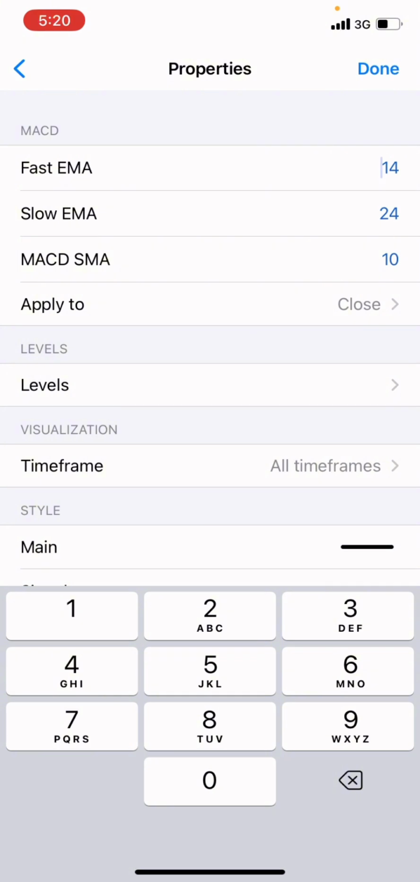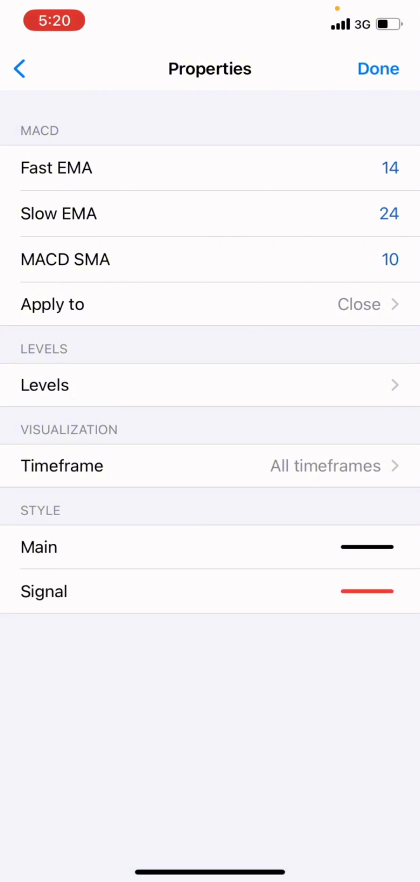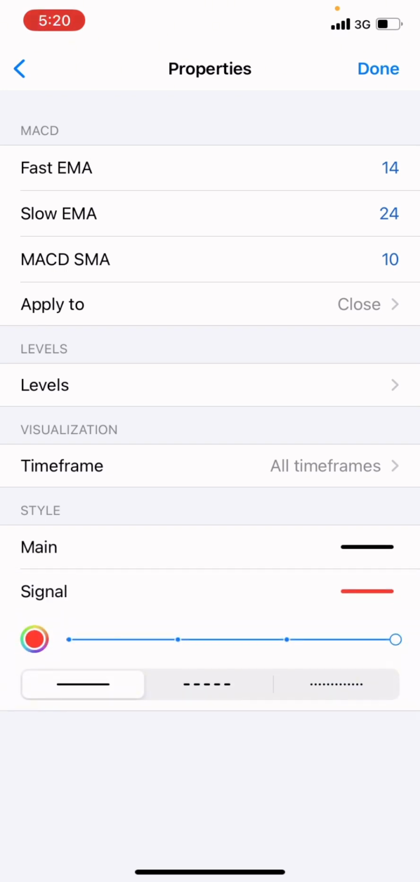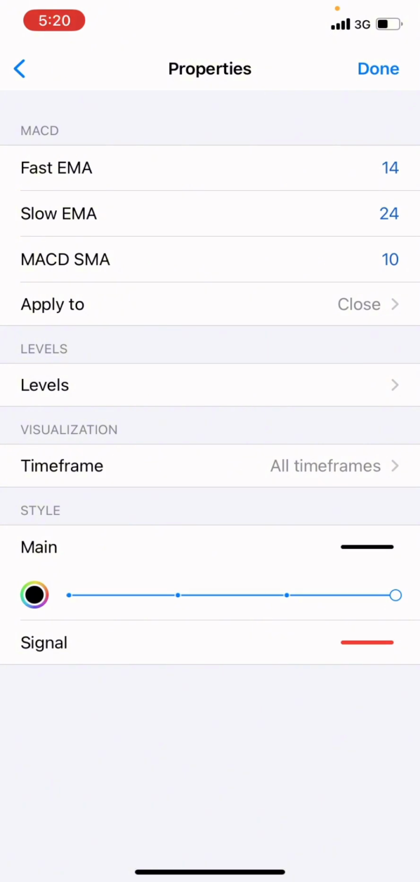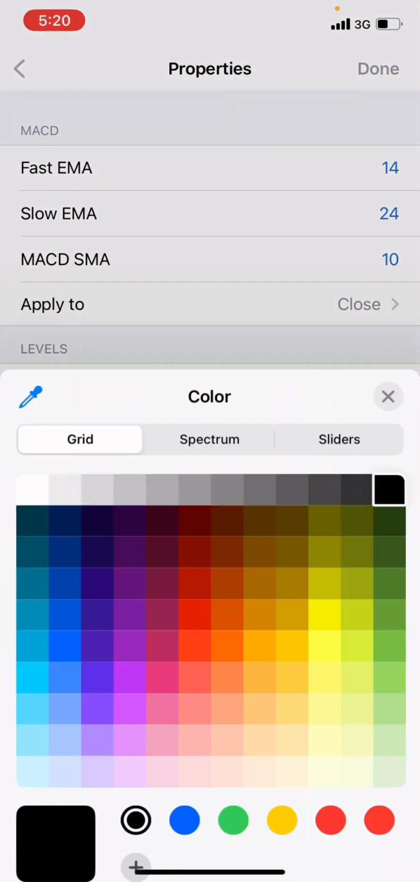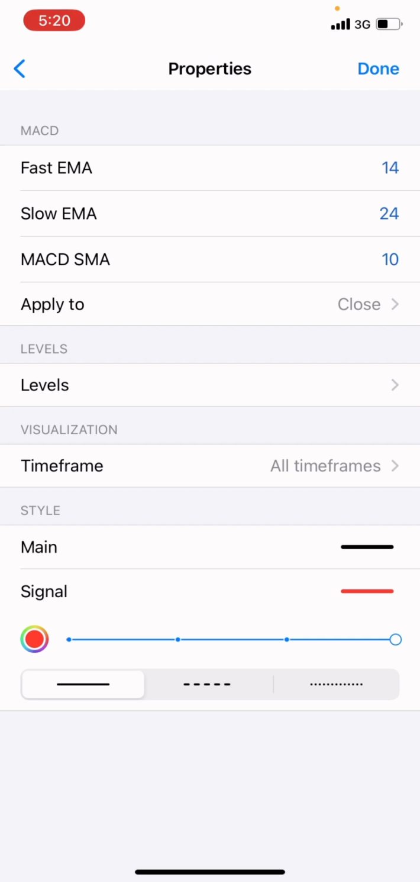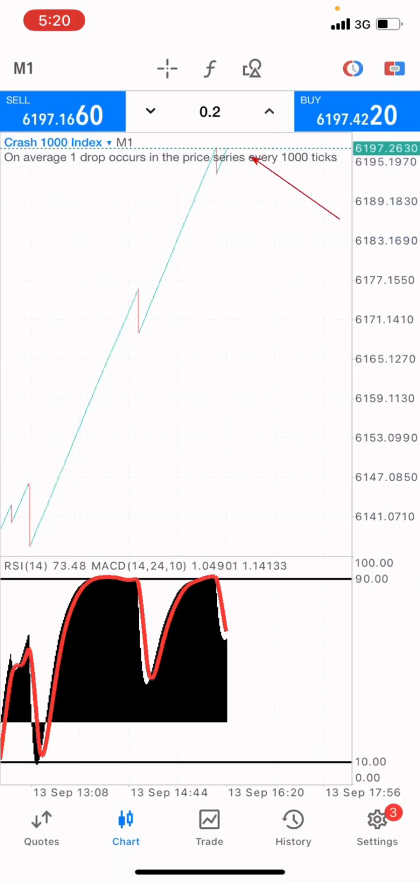We'll put this fast EMA on 14, slow EMA 24, the MACD SMA on the level of 10, the main color on 4, the signal on 4 on 1 pixel. This first line right here, the color black. Here, color red on signal on 4 pixels. Done. Now, how do we know that this market would sell?